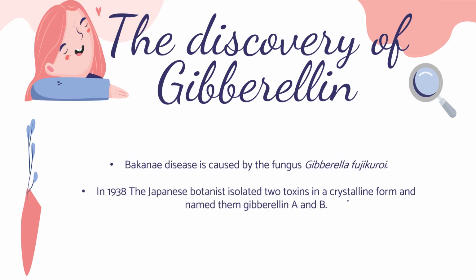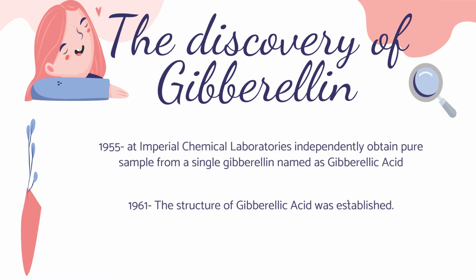In 1938, a Japanese botanist isolated two toxins in crystalline form and named them gibberellin A and B, but because of World War II and a communication barrier, the information did not reach the West. In 1955, in England, Brian et al. at the Imperial Chemical Laboratories independently obtained a pure sample of a single gibberellin, which was named gibberellic acid. Later on, its structure was established by Cross et al. in 1961.